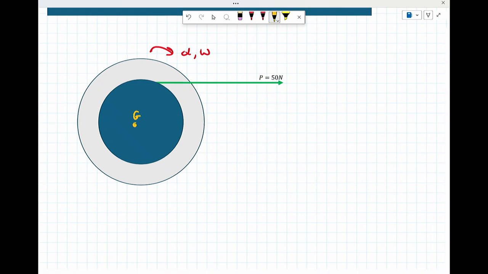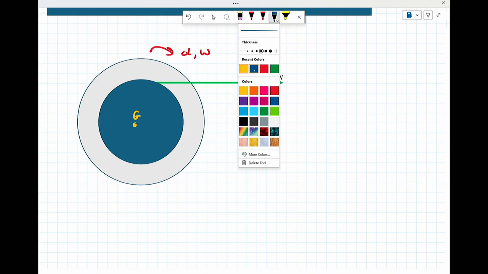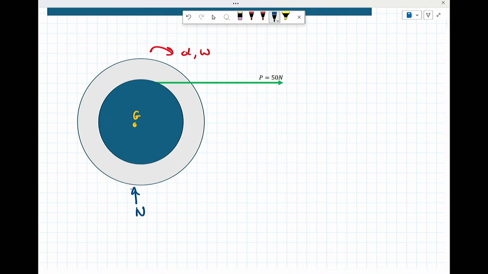There's G. I have a normal force, and I have a force of friction. And the total distance to the ground is 400 millimeters. And again, one of the things you should highlight in your notes is why exactly that force of friction is acting the way it is?